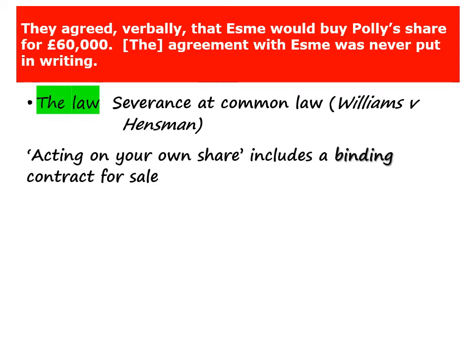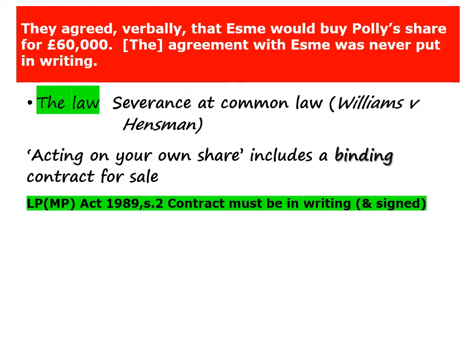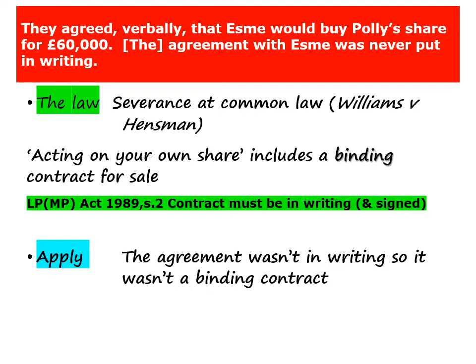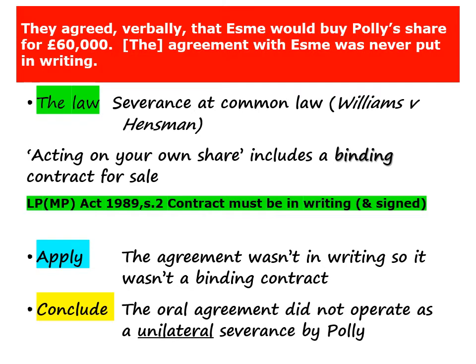And the common law does recognise that acting on your own share is a method of severing your joint tenancy, and that would include a binding agreement for sale. So if we apply that, well, we know that the agreement wasn't in writing, so it isn't a binding contract because the Law of Property (Miscellaneous Provisions) Act 1989, Section 2, requires that all contracts in relation to land are in writing. So we can conclude that the agreement did not operate as a unilateral severance by Polly.